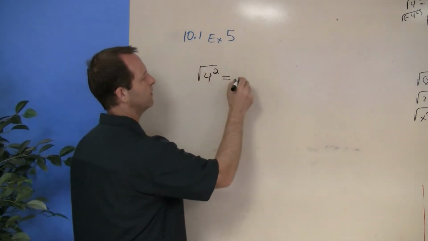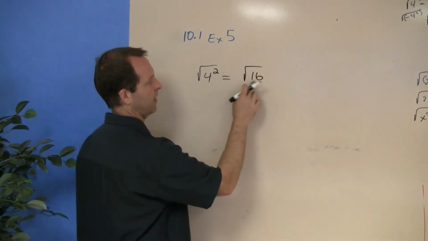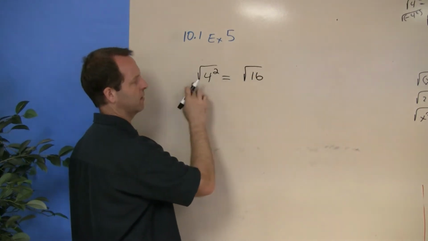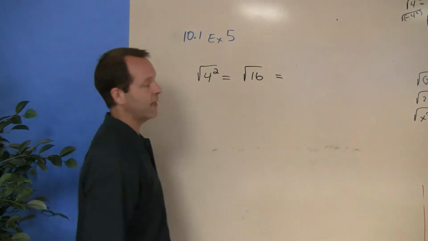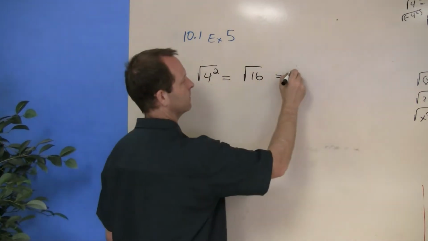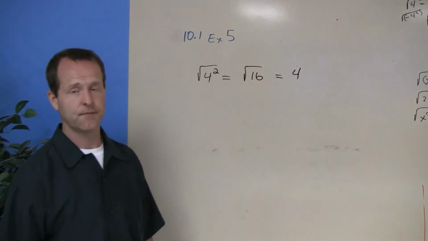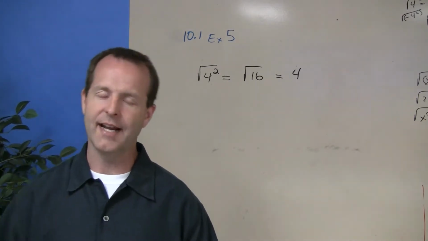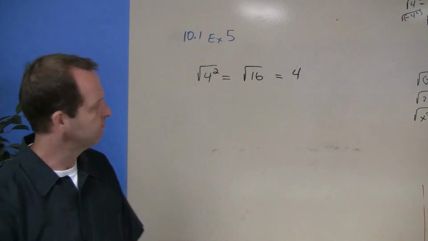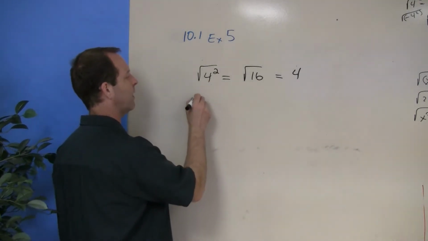So 4 squared equals 16. I'm still keeping the square root, because it was the square root of 4 squared equals the square root of 16. And the square root of 16 is a 4. And that makes sense. I start with a 4, I square it, I undo the square, I get back to my original number.